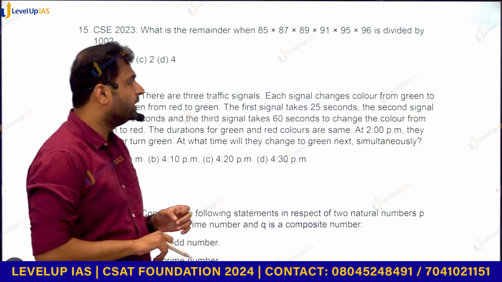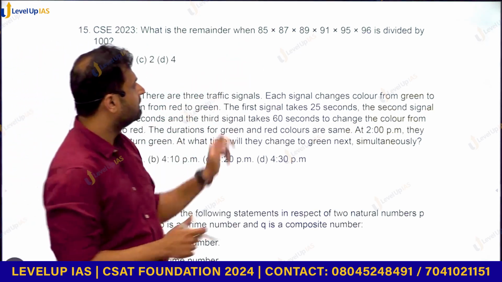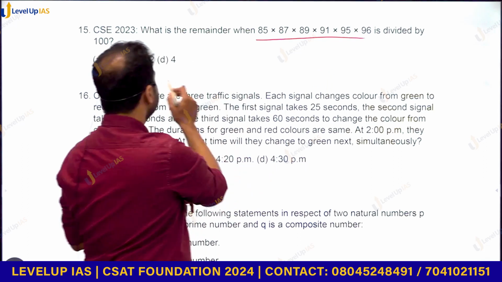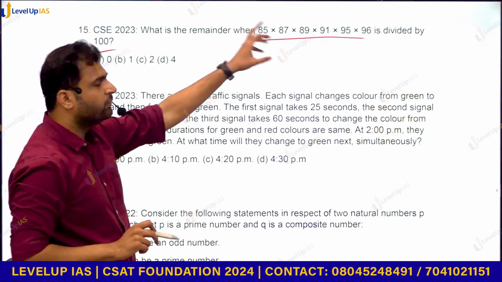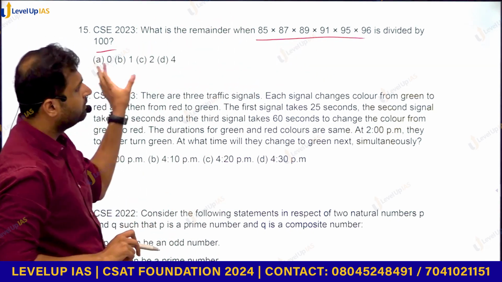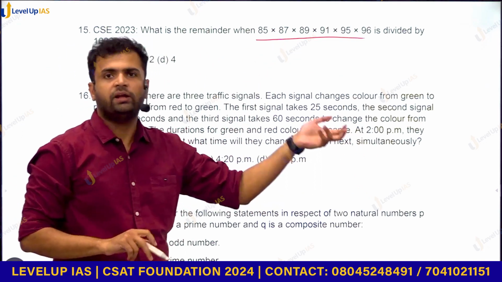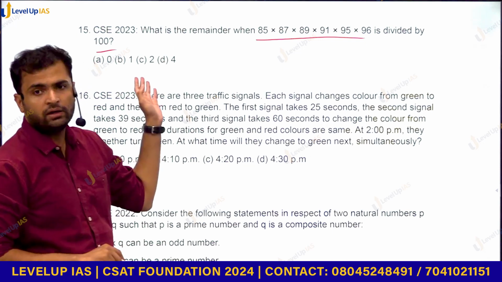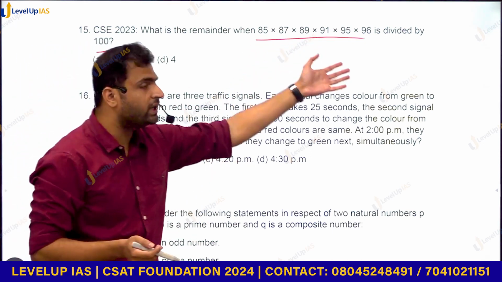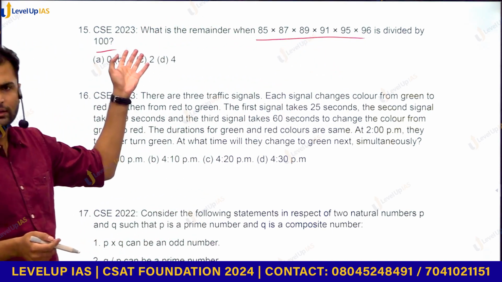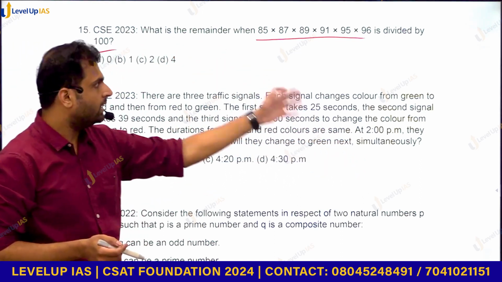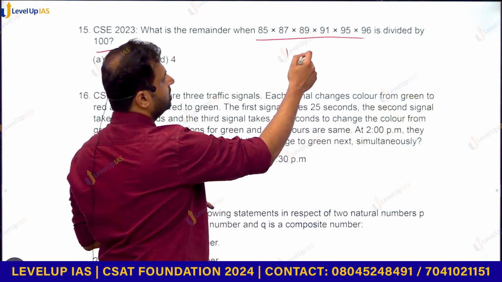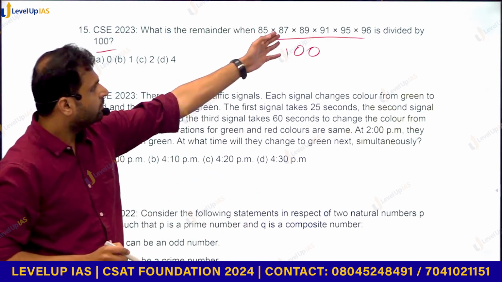Now we know that this is a dividend, this is the divisor, and whenever we divide this number by the divisor, we get some quotient and some remainder. If the remainder is 0, we say that this number is totally divisible by 100. Conversely, if this number is divisible by the divisor, then the remainder is 0. And now for this particular thing, we just try to divide by 100.